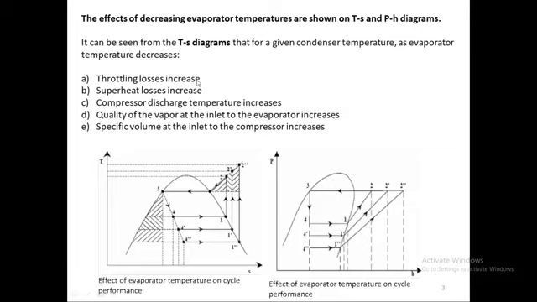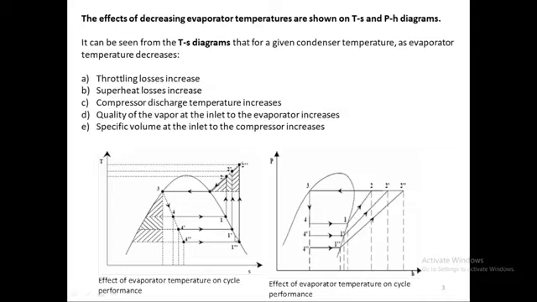As the evaporator temperature decreases, throttling loss will increase. As we are lowering the evaporator temperature, we are basically lowering the evaporator pressure, so the throttling loss will increase. Before, the cooling produced was 1 to 4, now it is 1 to 4 dash, so it has been reduced. If you look at the area under 4 dash to 1 dash, the area has reduced, so the cooling produced is reduced. If we go further down, there will be further throttling loss. So that's one of the losses.